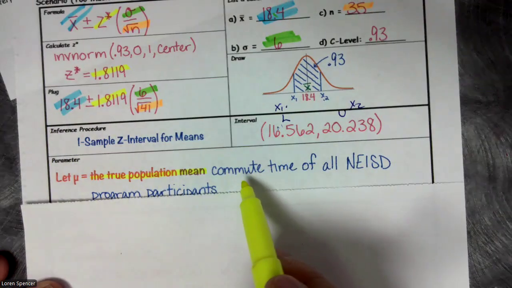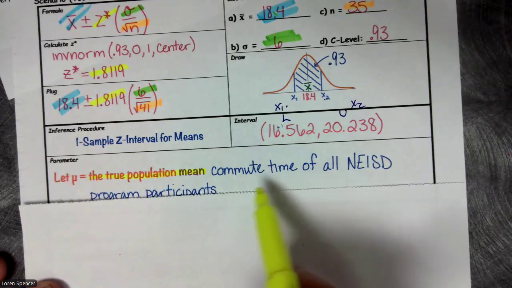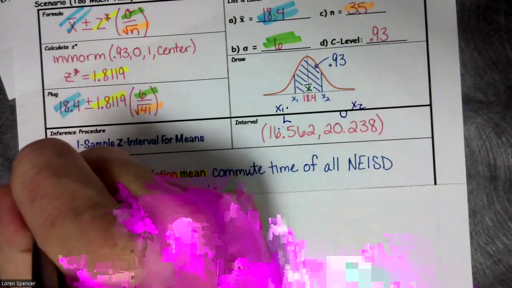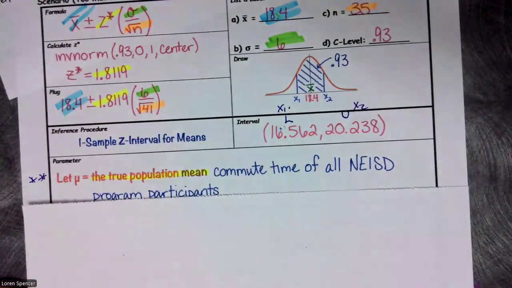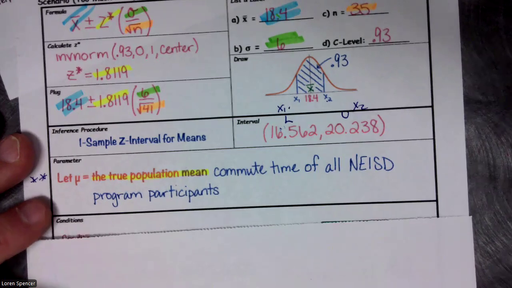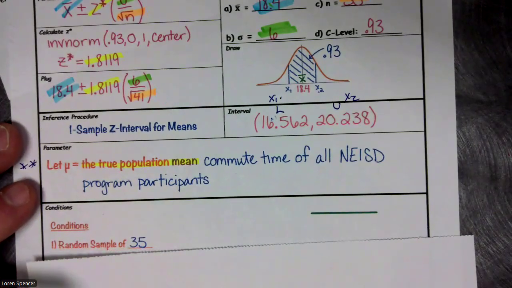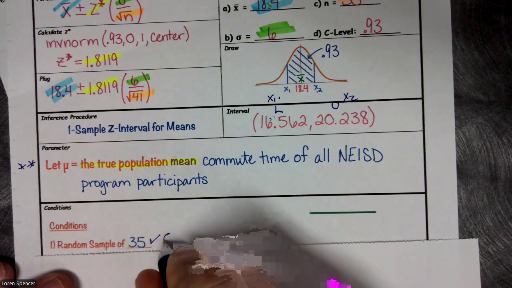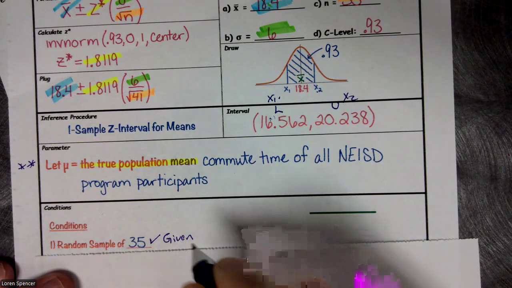And what do we care about from this problem? Commute time of all NEISD program participants. It's super important that you do this really well because we're going to use this multiple times. Now we need to address our conditions. The first condition, random sample. Oh, they told us the random sample of 35 and that was given to us. So we can go ahead and check that off.